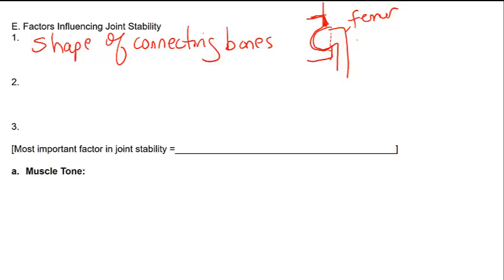But this doesn't always help. For example, if we look at the humerus and the scapula, there's also a cavity in the scapula called the glenoid cavity, and it's fairly shallow. If you look at the humerus, only maybe 1/4 of the head of the humerus fits into that cavity. So it doesn't really stabilize the joint that much. In fact, the shape of the connecting bones rarely is helpful in stabilizing the joints.